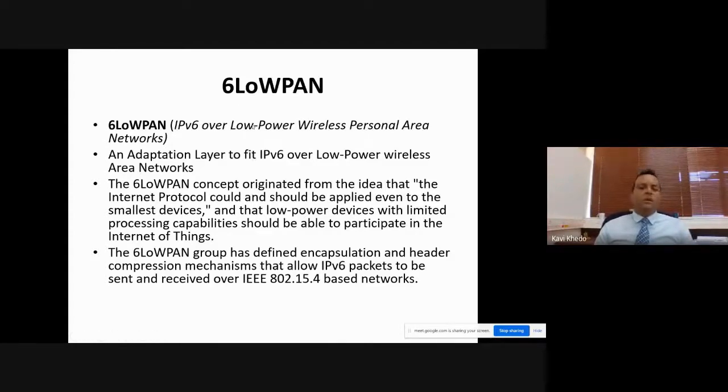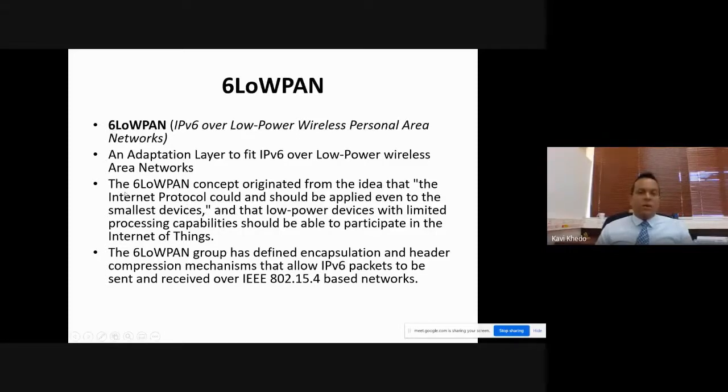So basically, an IP packet, anyway, we will have it in a future slide, is a larger packet, but an IEEE 802.15.4 packet is smaller. This technology provides an adaptation layer to fit IPv6 over low-power wireless area networks. We are trying to make our IEEE 802.15.4 IP enabled using an adaptation layer, and the name of the adaptation layer is 6LoWPAN.